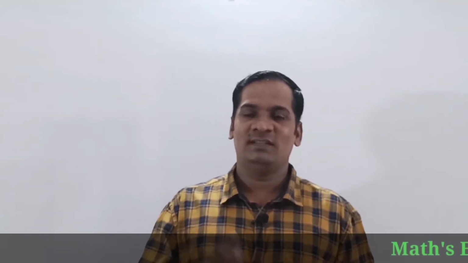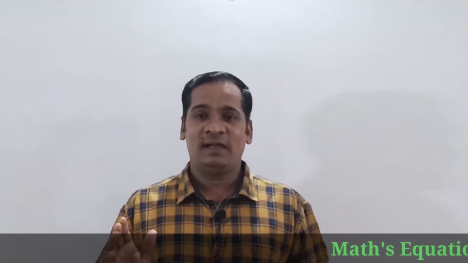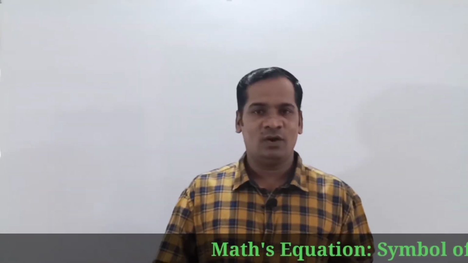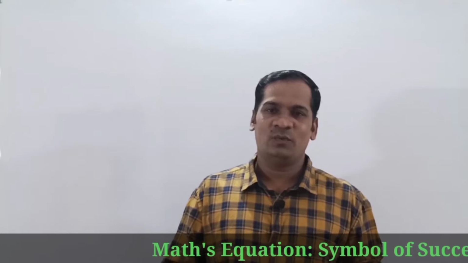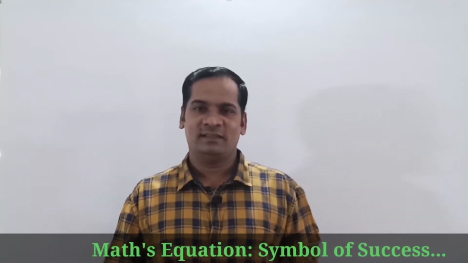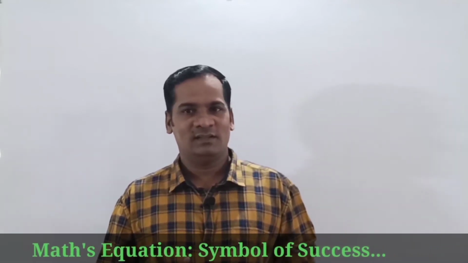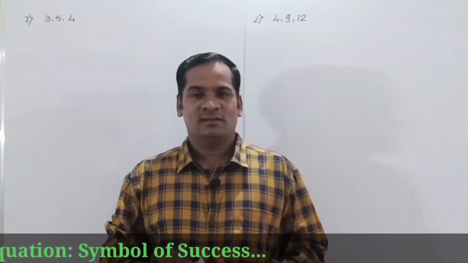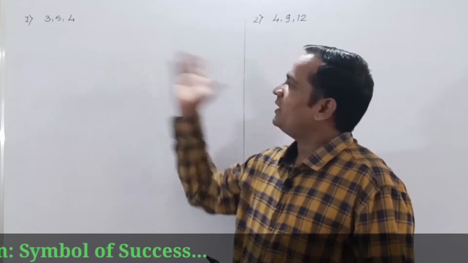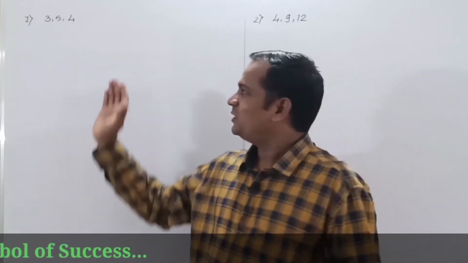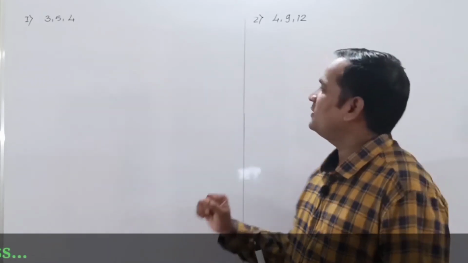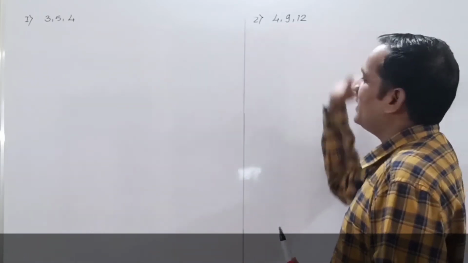In this practice set number 2.1, the first question is: identify with a reason whether the following are Pythagorean triplets or not. So let's find out whether the given three numbers are Pythagorean triplets or not. Let's discuss the first example. These are the two examples on the board. The first one has three numbers: 3, 5 and 4. And look at the second one: 4, 9 and 12.